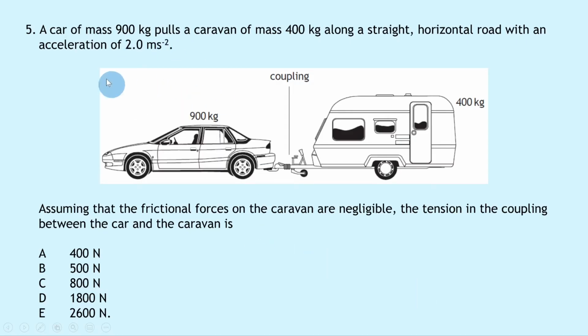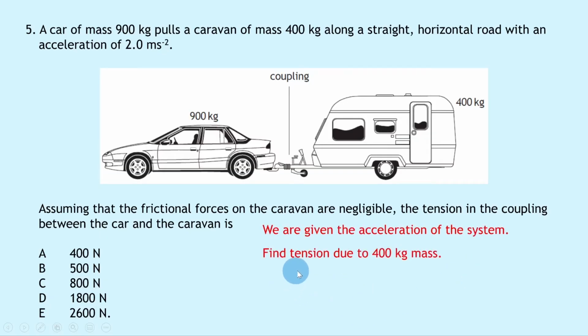of the whole system, but notice how we're given that in the question, so this is going to be a bit simpler than normal. So we're already given the acceleration of the system, and therefore we want to find the tension due to the 400 kg mass, because that is the thing that is causing the tension in the coupling. So I'm going to use F equals ma now to find the tension, but I'm going to change it slightly to be T equals ma, where I'm calling the force my tension in this case. So using T equals ma, I'm going to use my mass of 400 kg times the 2.0 meters per second squared for the acceleration, and that gives me an answer of 800 newtons, which is option C.